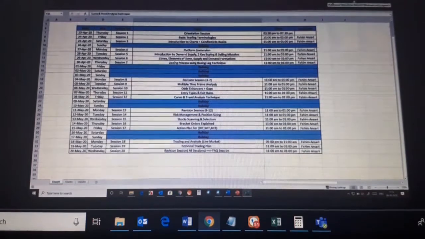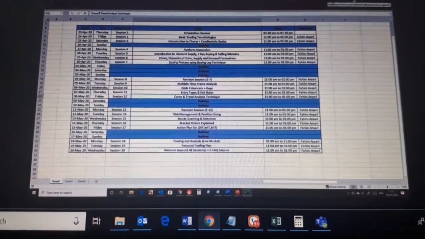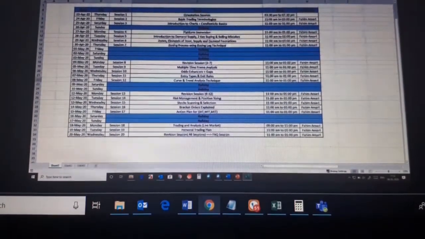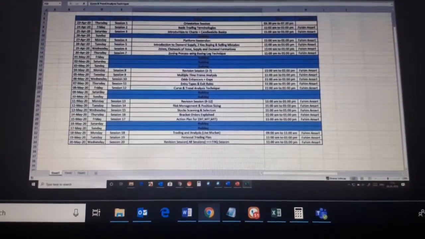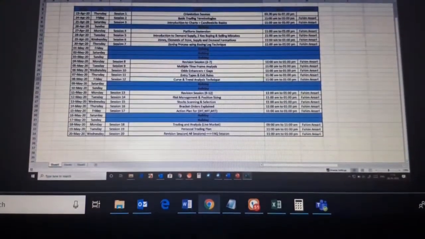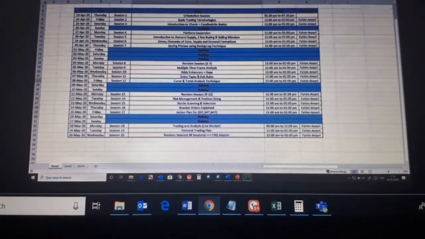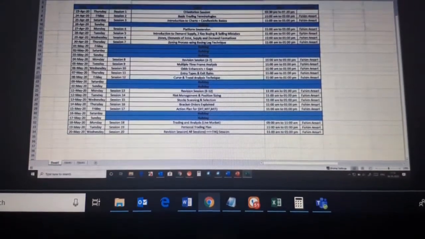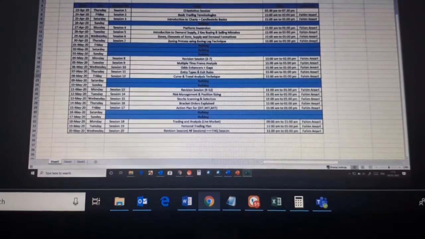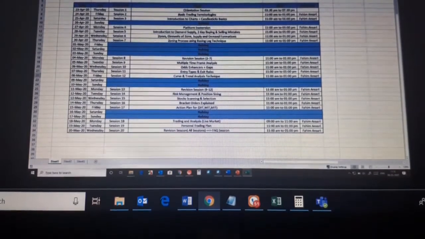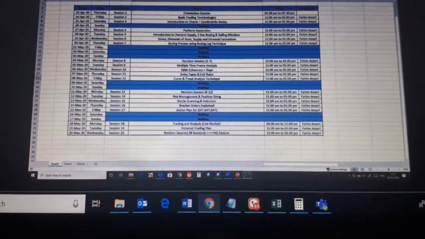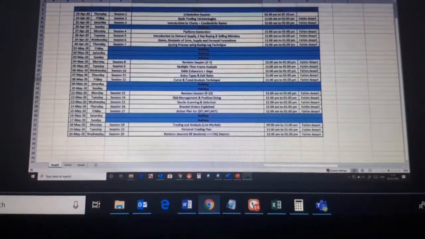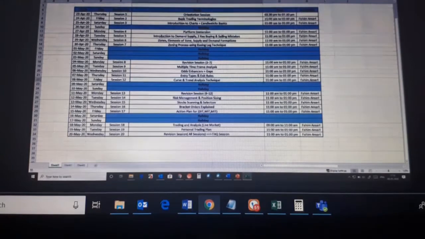Then we started with targets. The target should be at least 3:1 on the trade. That means you are risking 1 rupee and you should be getting at least 3 rupees for that 1 rupee.